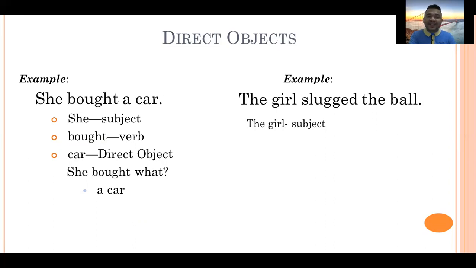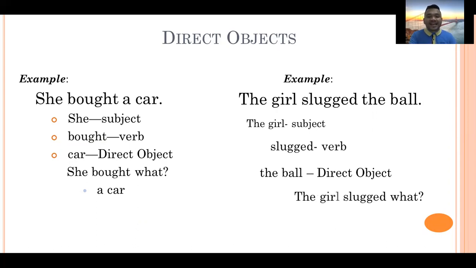Captivating. So we have here the girl as the subject. We have slugged as the verb. And again, after the action verb slugged, we always have the direct object. So the direct object in this particular sentence is the ball. The girl slugged what? Like I said, the ball. So the ball here is the direct object.